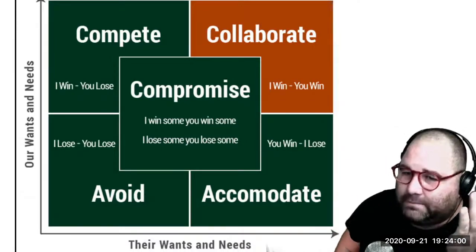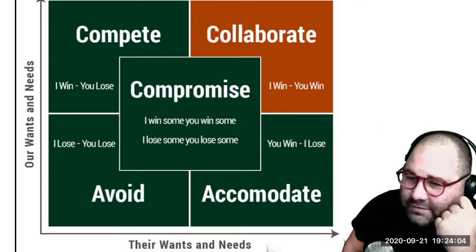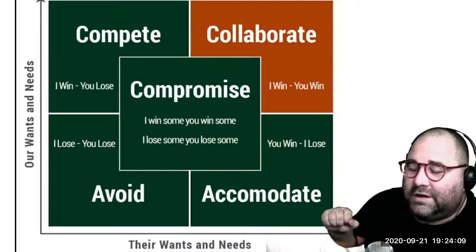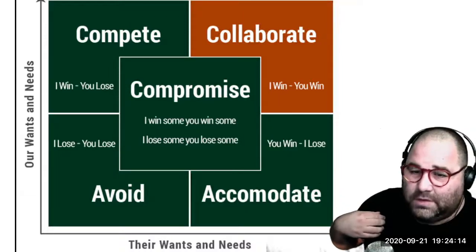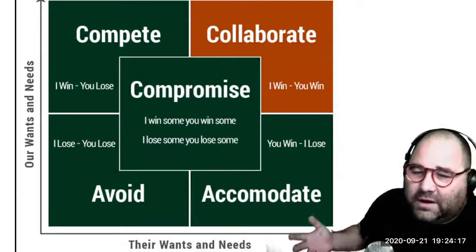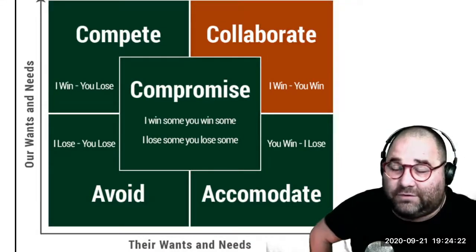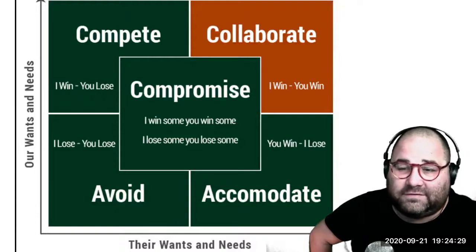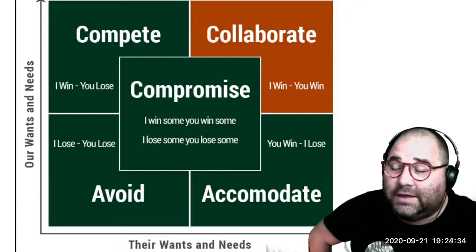Here's the basic idea. On this axis, you're going to see our wants and needs, what we want to get out of a negotiation. And on this bottom axis, you can see their wants and needs, what they want. So let's say that this axis is me and this axis is you.